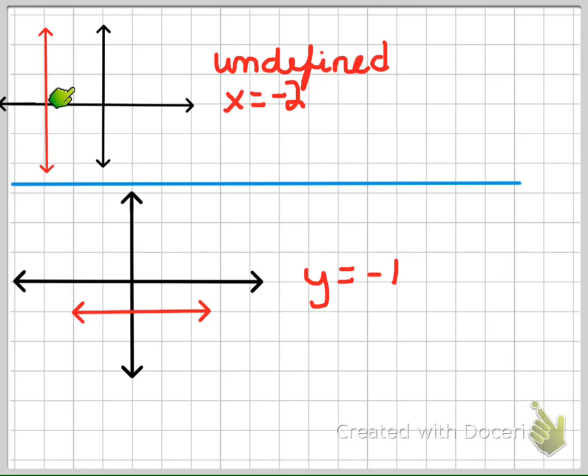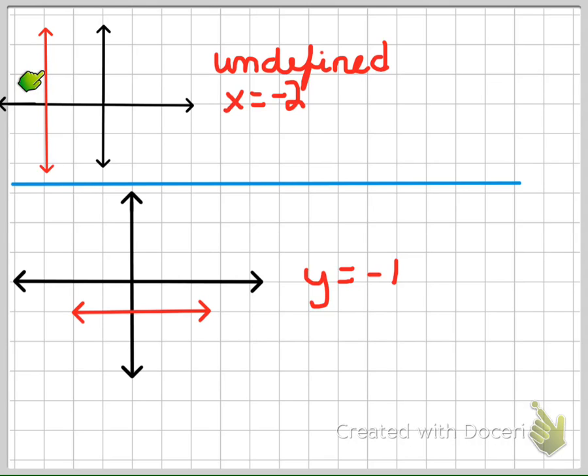So this is a graph with undefined slope. Basically, this is a situation in which every single point on this line is at the same x coordinate. So this is 0, 0 over here, and this is negative 1, 0, and this is negative 2, 0. Every single x point on this line is at negative 2.